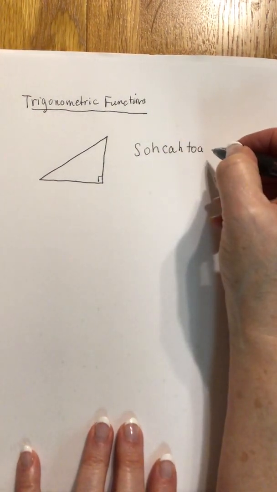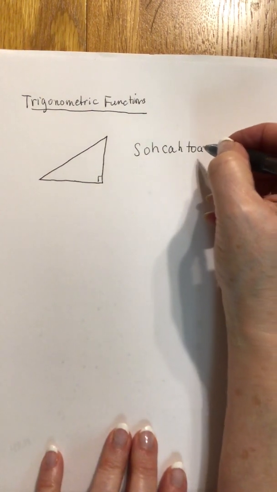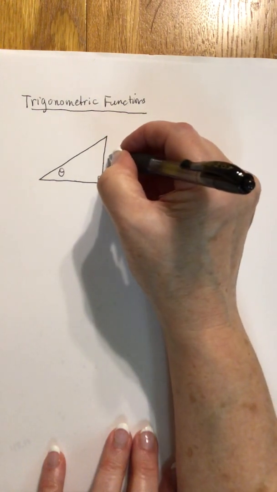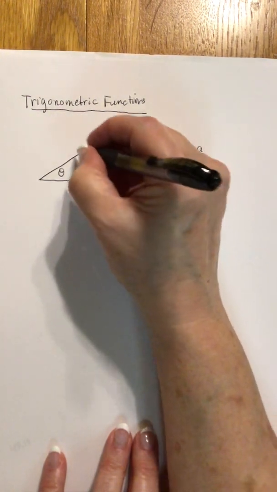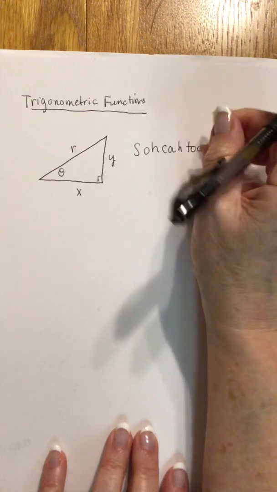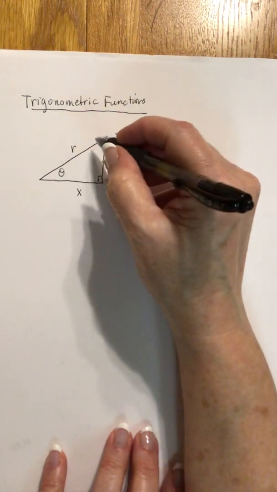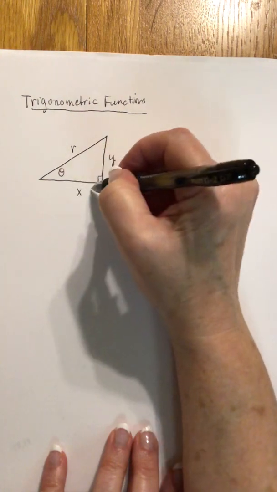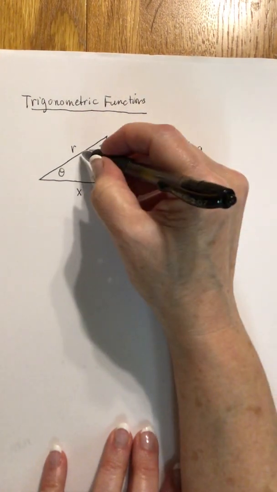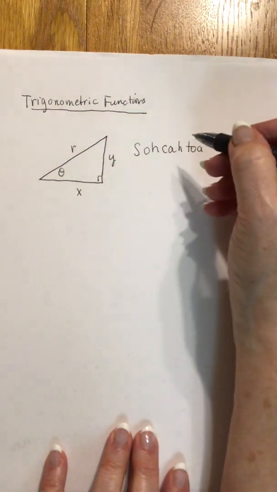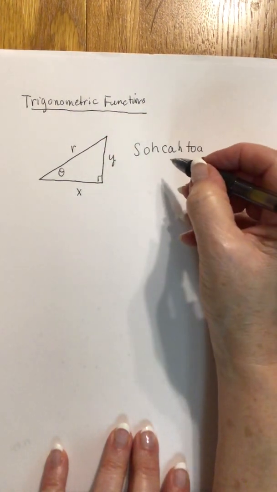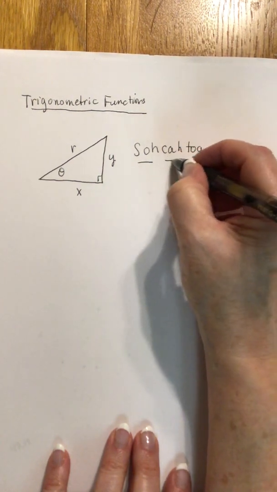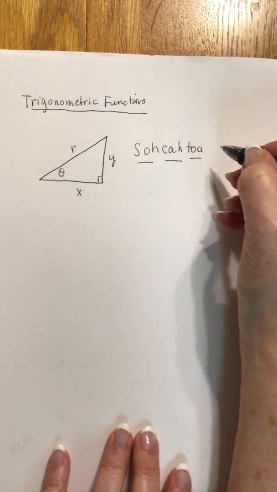For this helped us to remember what the ratios were. Now I'm going to put my theta over here, and I'm going to call this y, this x, and this r. The reason I do that is if I think of this as being in a coordinate plane, the y is always going to go up and down, and the x is going to go left and right. R is our slanted side, our hypotenuse. So what we do is we write the three things separately: sine, cosine, and tangent.